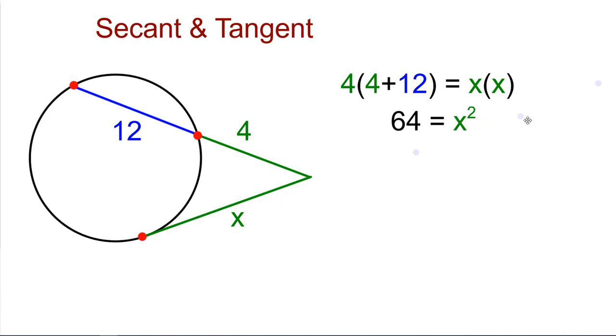All right, so we have 64 is equal to x squared. So how do we undo a square? What do we do to undo a square? That's right, we take the square root of both sides, right? Do it to one side, you gotta do it to the other side. So what's the square root of 64? It's a perfect square, so it's just gonna be 8. Okay, there we go. So this length here would have to be 8. So 4 and 12, and then this one would be 8.